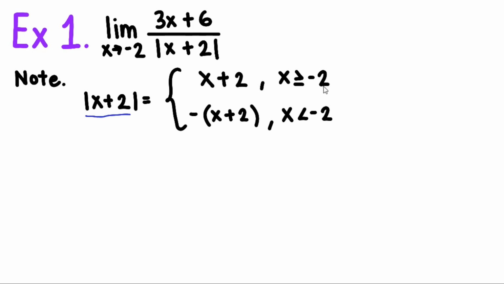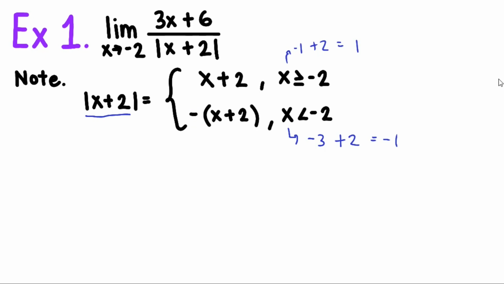And indeed, if we take a value greater than negative 2, say negative 1, then we have negative 1 plus 2, and we get 1. So this is positive. But if we take a value less than negative 2, say negative 3, we have negative 3 plus 2, which is equal to negative 1. So indeed, we still need to multiply by a negative value.